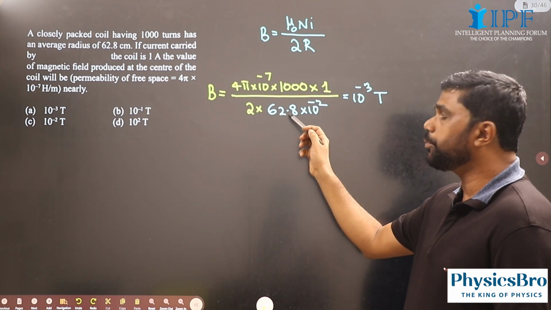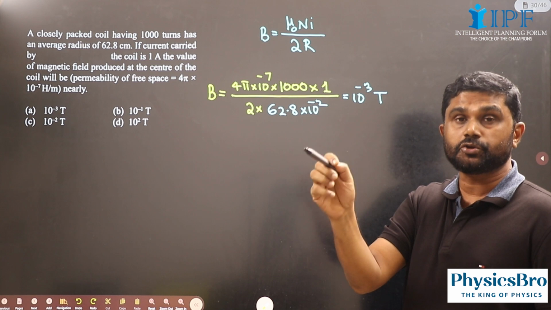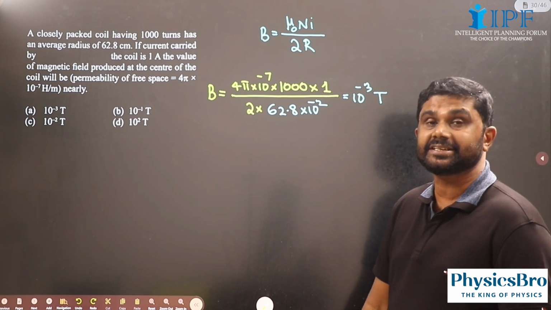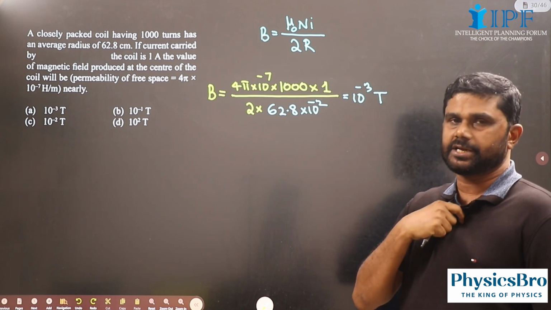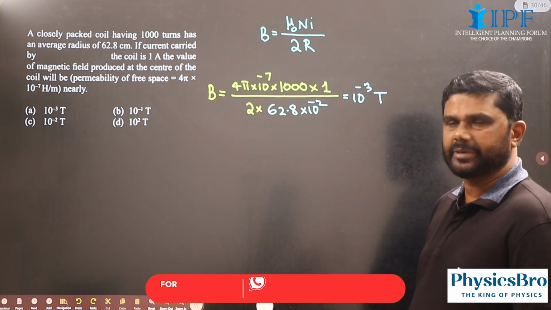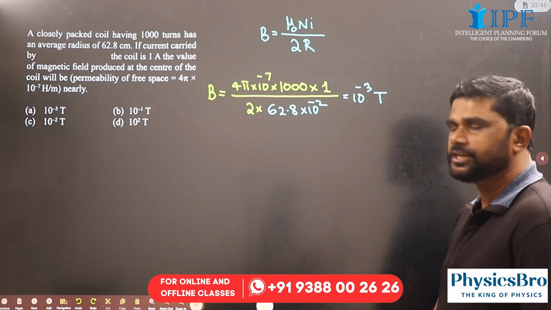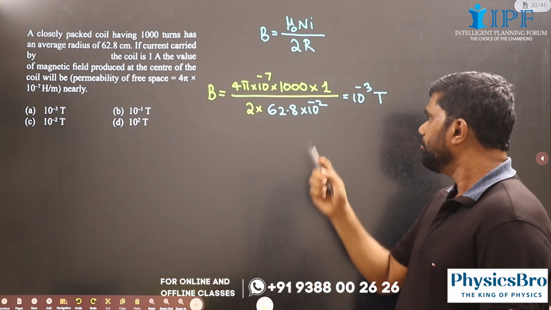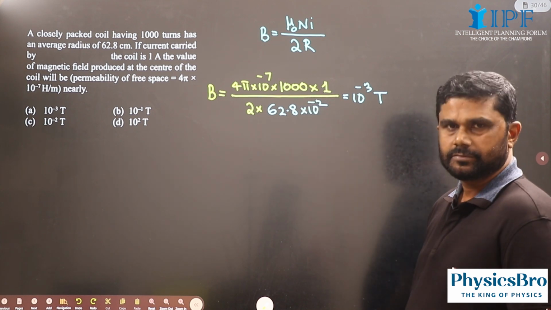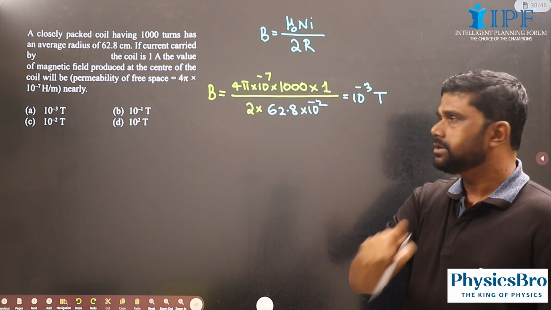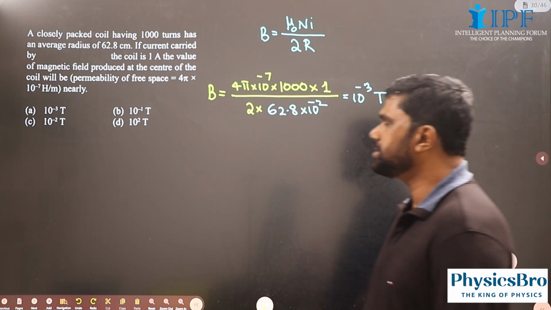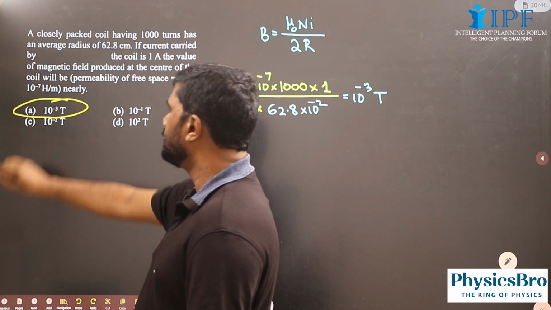Radius is 62.8 centimeter, can be converted into meter by multiplying 10 raised to minus 2. Okay, this 62.8 is actually 20 pi, right? Into 2, that is 40 pi. 4 pi and 40 pi in the denominator, that will be 10. 10 into 10 raised to minus 2 is 10 raised to minus 1. When it is taken to the numerator, it will be 10 raised to plus 1. Already there is 10 raised to 3, and 10 raised to 1 will give you 10 raised to 4, into 10 raised to minus 7 will give you 10 raised to minus 3. Okay, so we have 10 raised to minus 3 Tesla. So this must be the correct option.